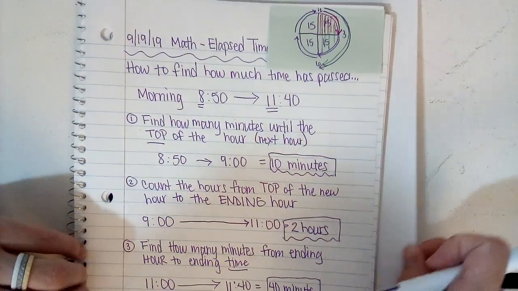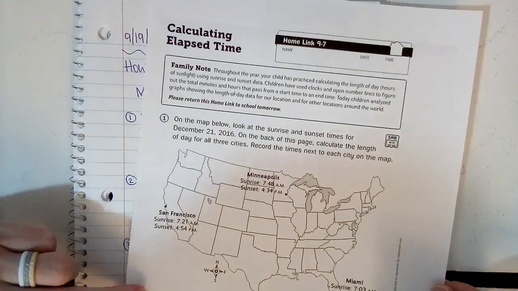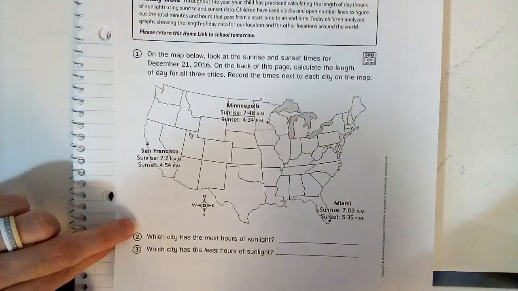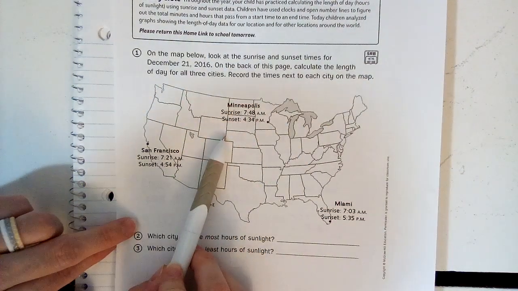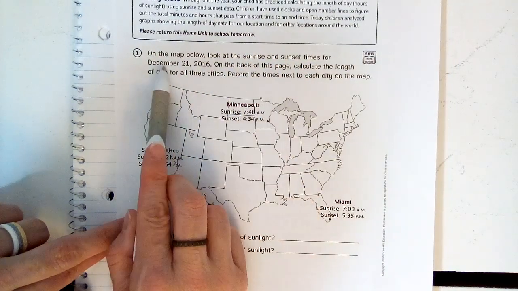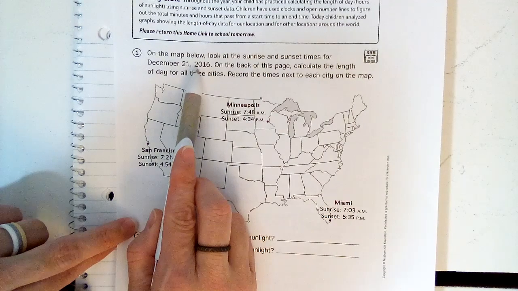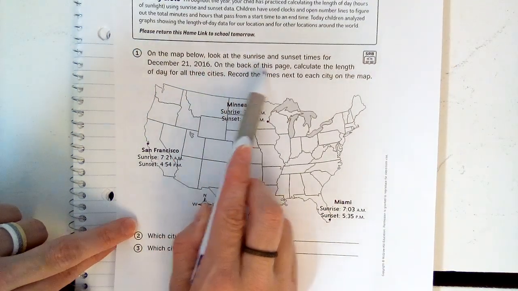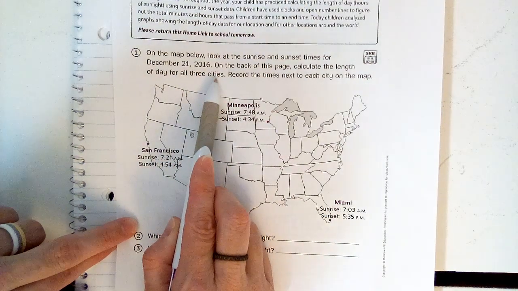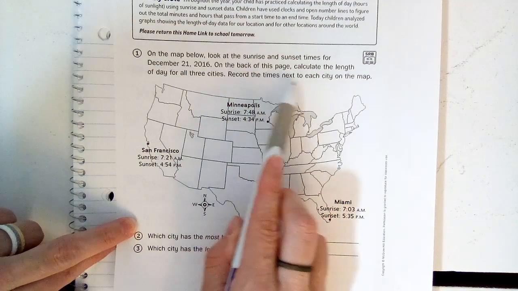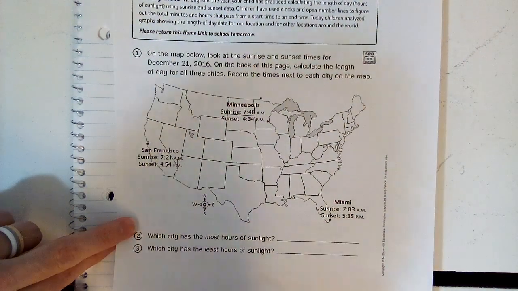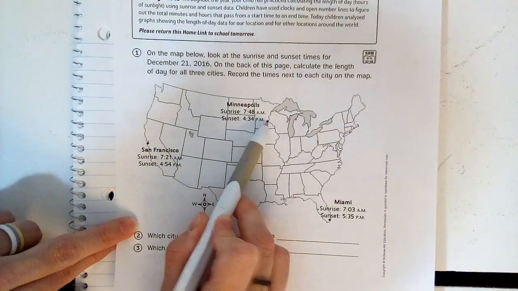So what we are working on today is going to be this one. Homelinks, calculating elapsed time. And you're going to see a map here. It says on the map below, look at the sunrise and sunset times for December 21st, 2016. On the back of this page, calculate the length of day for all three cities. Record the names next to each city on the map. Okay, record the time. So we have San Francisco, we have Minneapolis, and we have Miami.